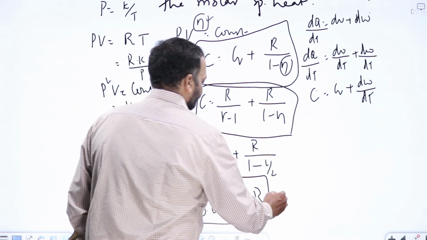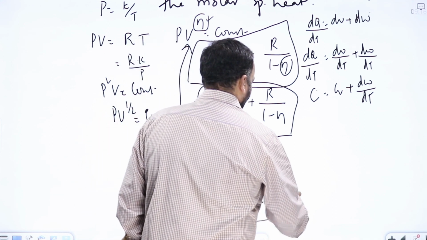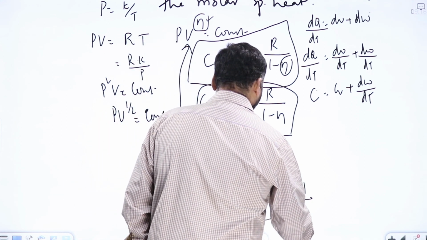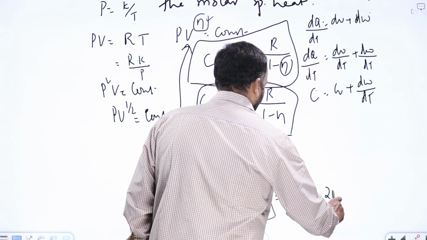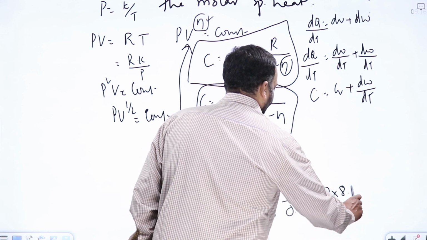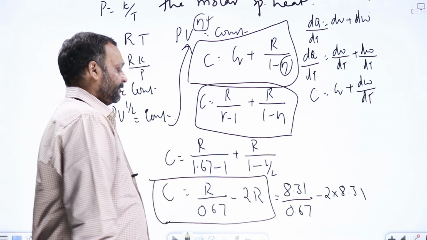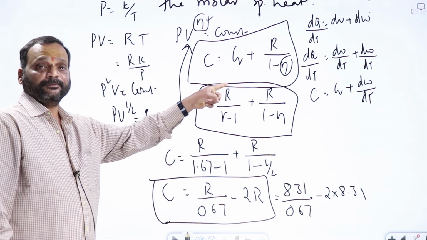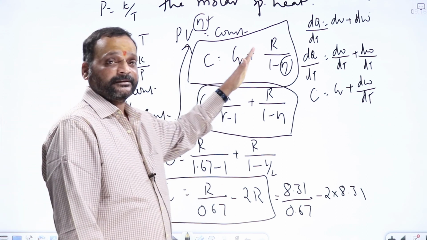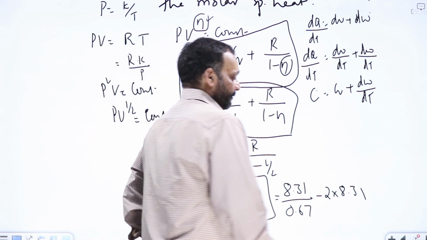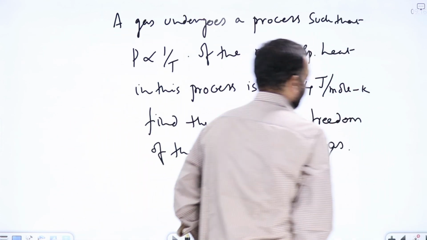Substitute the R value here, 8.314. So 8.31 by 0.67 plus 2 into 8.31. Simplify that, and you will get the molar specific heat of that gas in that process. Right, this is one good problem. Next, we'll go for another problem.